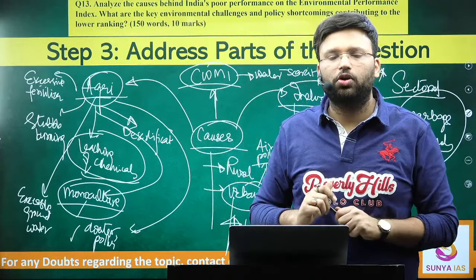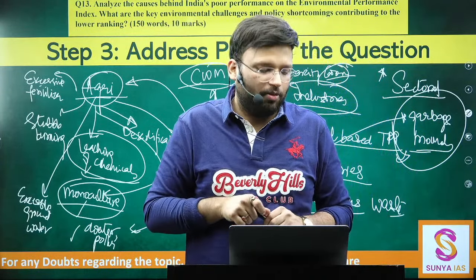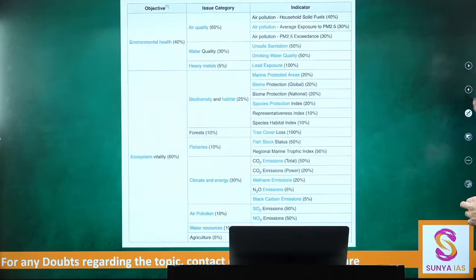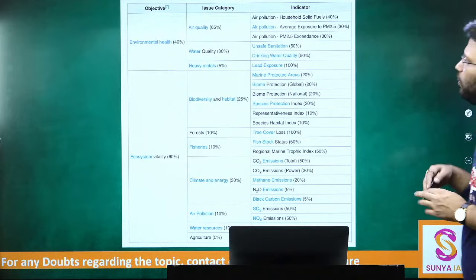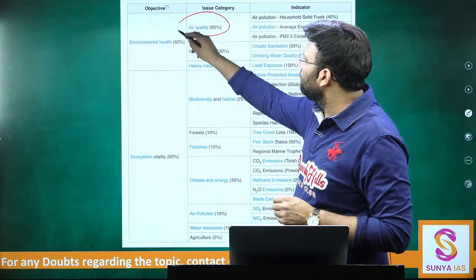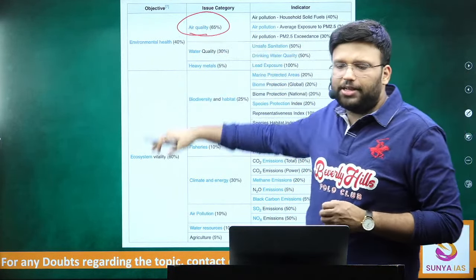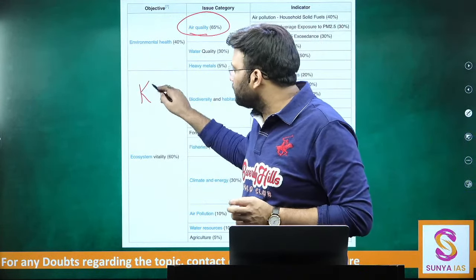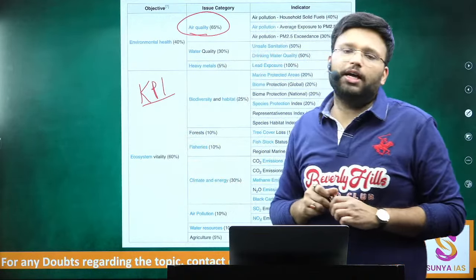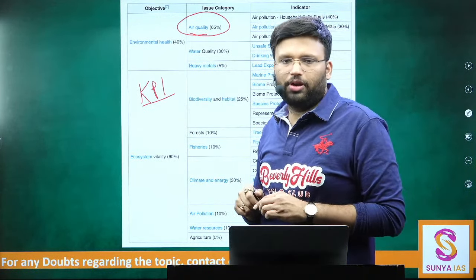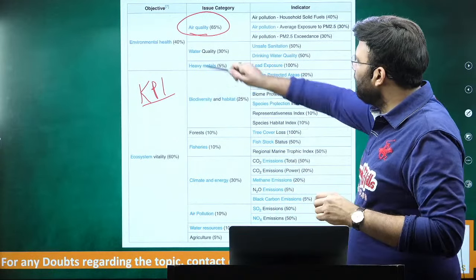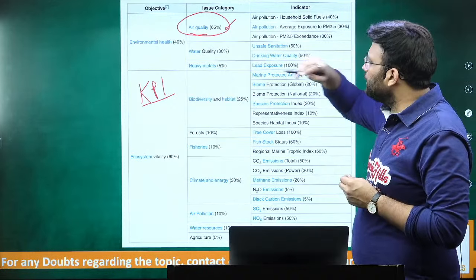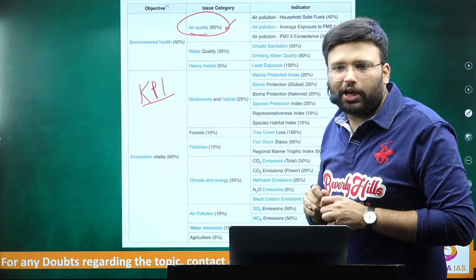I have taken one screenshot of the indices of the Environmental Performance Index, and we will directly look at that index to gain more understanding. We talked about air quality. These are the different dimensions which show the key performance indicators, KPIs, of the Environmental Performance Index. Okay. Environmental health, what do we have? Air quality.